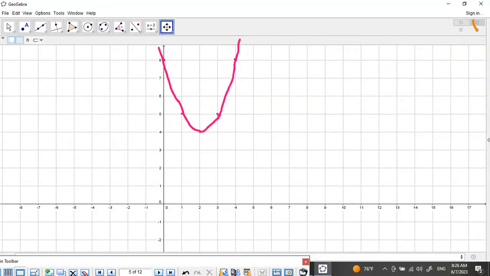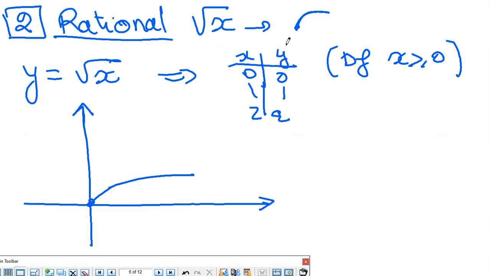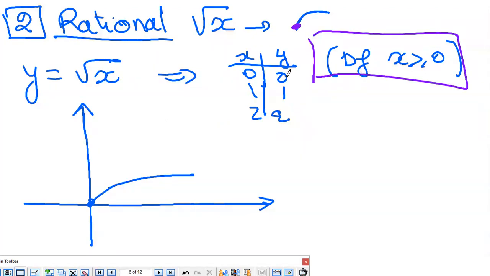Now let's move to another graph, the rational function, the radical one. That is very easy also. All the time, guys, when you want to draw the radical function, the rational one, find the domain of definition first to know where you're going to start to draw.